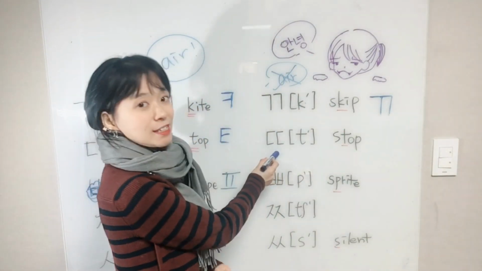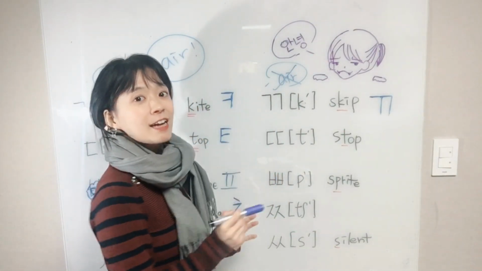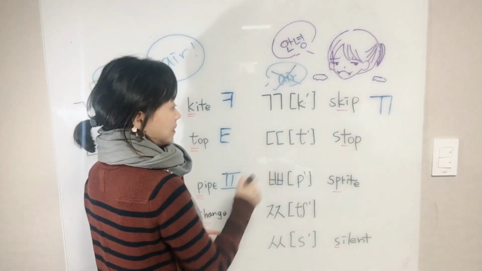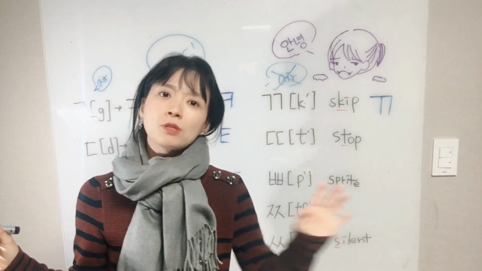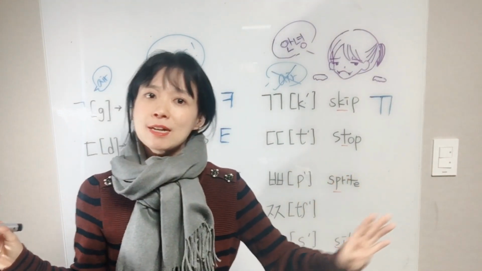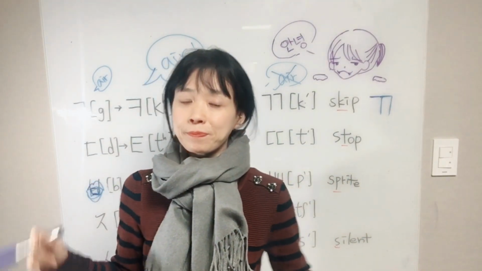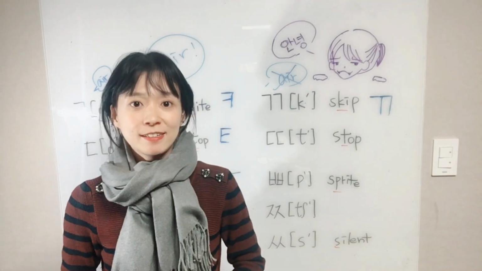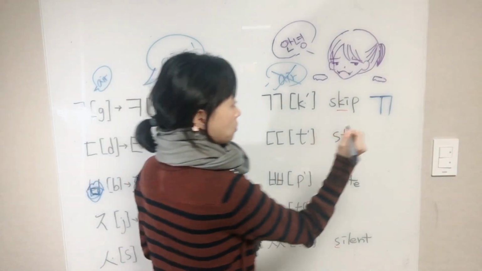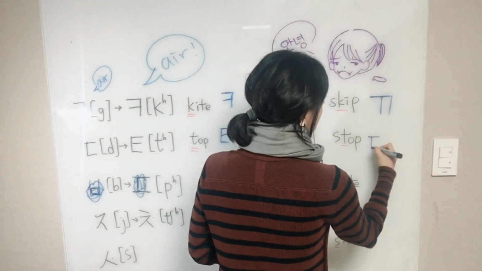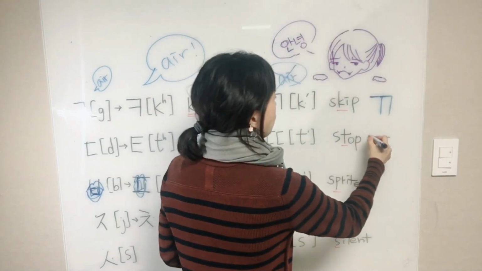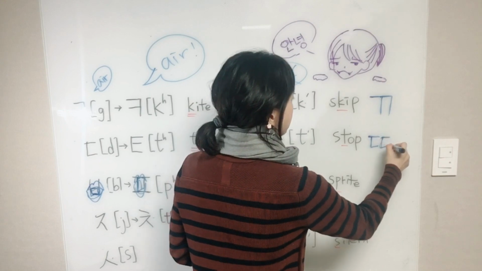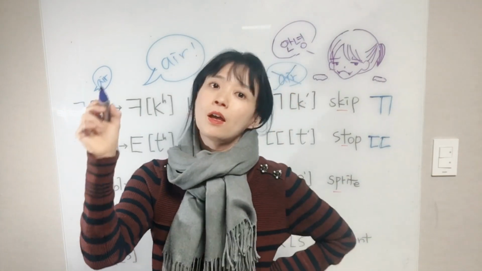So this one is 뜨. 쌍티그. 뜨. As in stop. Stop. Yeah, this is the sound. So, write like this. 1, 2, 3, 4. 1, 2, 3, 4.